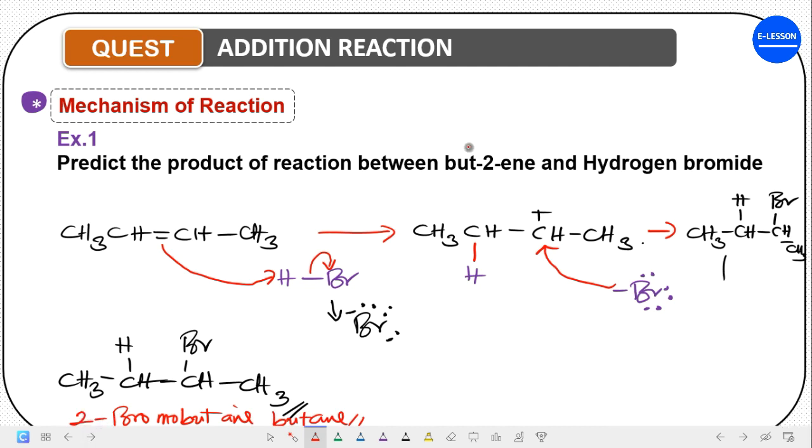So if I want to give you an assignment now and I change this to pent-2-ene, I say react this with hydrogen bromide. What do you think will be the product of the reaction? Now that will be your first assignment, okay? Work on this. Predict the product of the reaction between but-2-ene and hydrogen bromide. That is the one I'll solve. Now you predict between pent-2-ene and hydrogen bromide, okay?